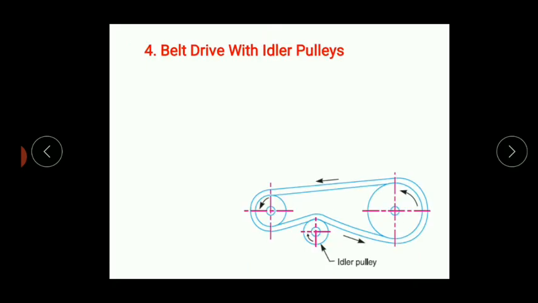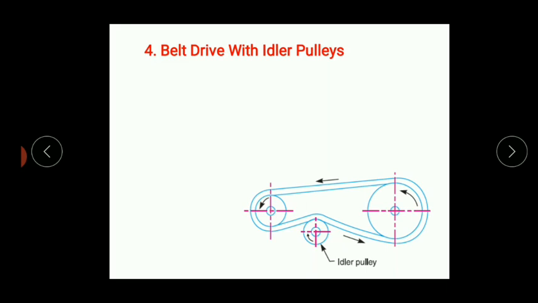Here again, with the help of an idler pulley, in the case of an open belt, it could be used to increase the angle of lap of the belt over the pulley, or to increase the surface area of contact between the belt and the pulley. You can observe here, this idler pulley is causing a depression on the belt, which increases the contact area between the pulley and the belt over here as well as over here, as it is a friction drive.